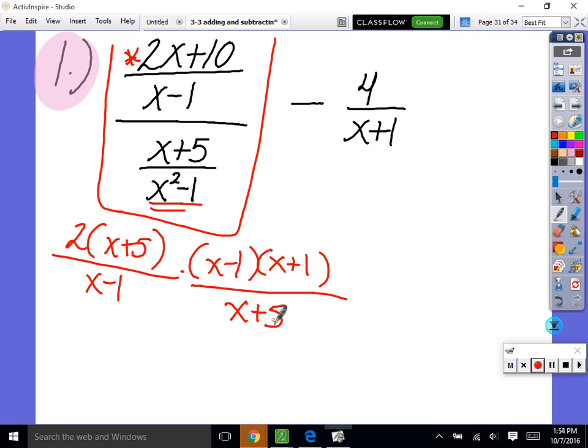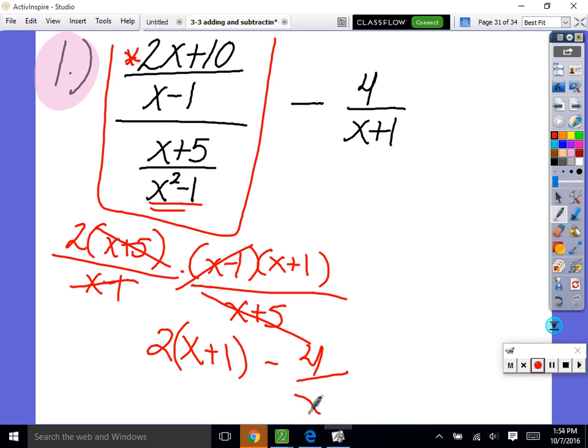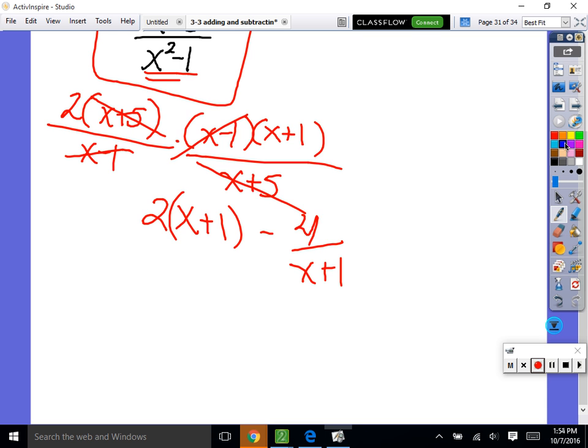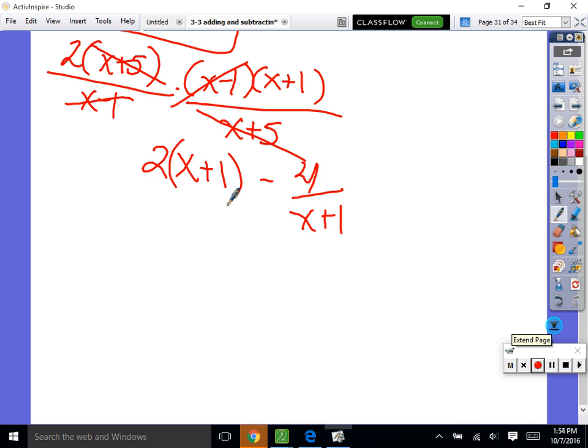So do you see how that was actually pretty easy? Let's divide out exact factors. Ding, ding, ding, ding. And then what's left? 2 times x plus 1. So we have 2 times x plus 1, and now we're subtracting 4 over x plus 1. Now we know how to continue. We've got to get a common denominator. So we're going to multiply, this is 1, so we're going to multiply by x plus 1 over x plus 1.